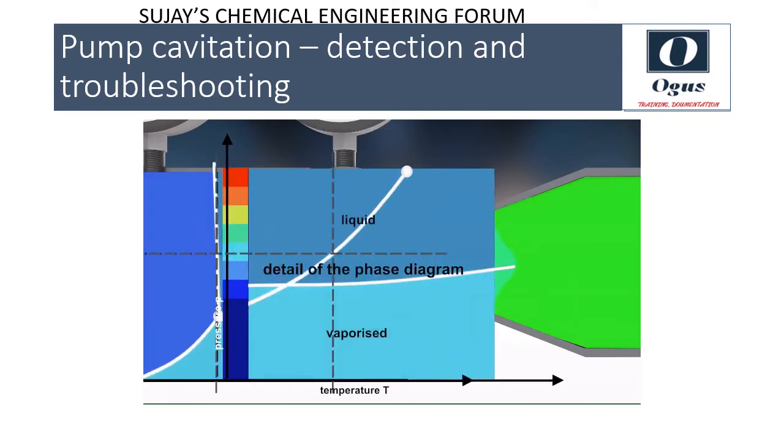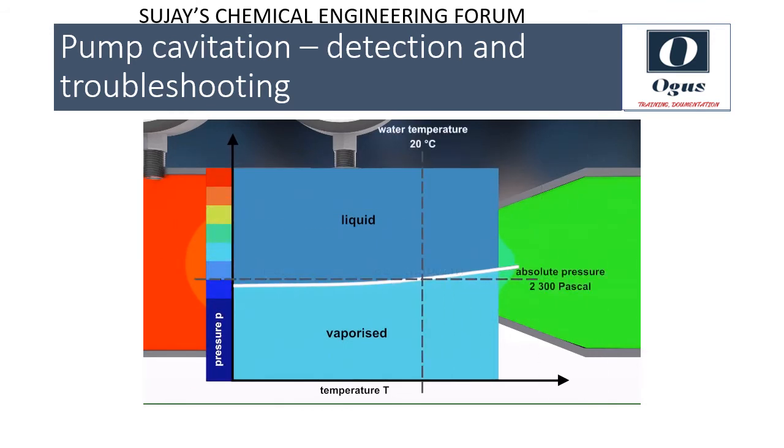We show a detail of a phase diagram of water, which allows us to analyze the situation in a narrow pipe section. The temperature of the flowing water can be 20 degrees Celsius, which is a vertical line in the diagram. It crosses the vapor pressure line at an absolute pressure of 2,300 Pascal. As long as the pressure is higher, water remains liquid. If the absolute pressure decreases below 2,300 Pascal, water evaporates.